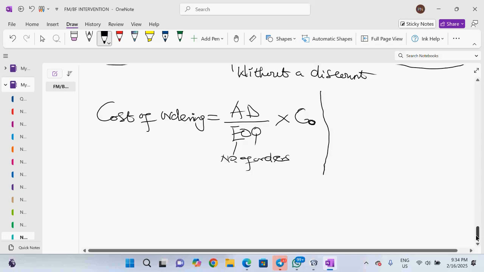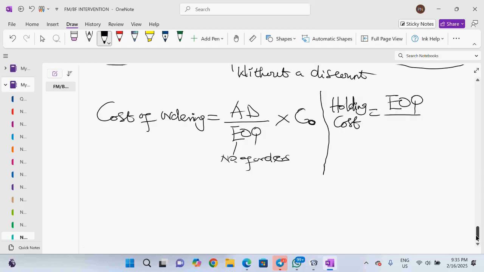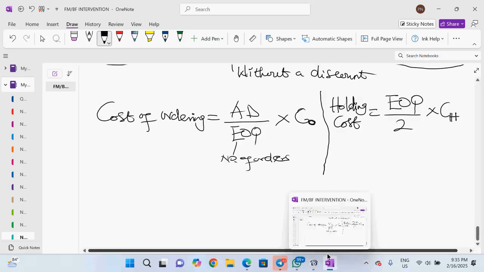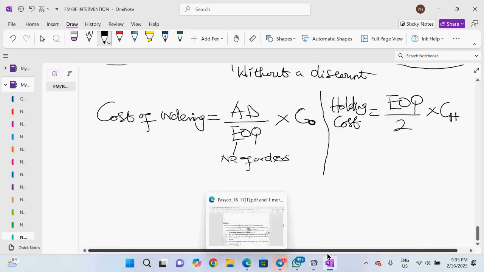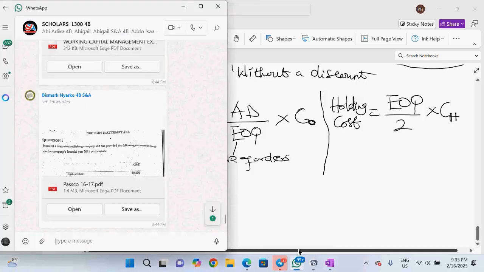What then is the holding cost? The quantity divided by 2 times the holding cost per unit. Right? That is the holding cost. The quantity divided by 2 times the holding cost per unit. So, with that being said, we can now get to our question. Let's get to our question.